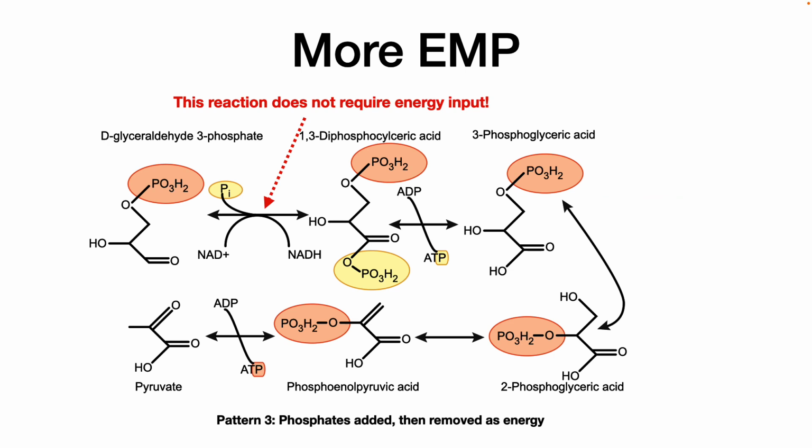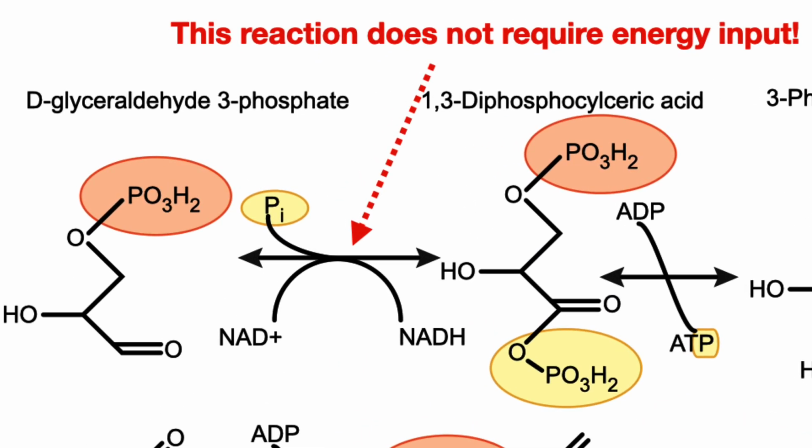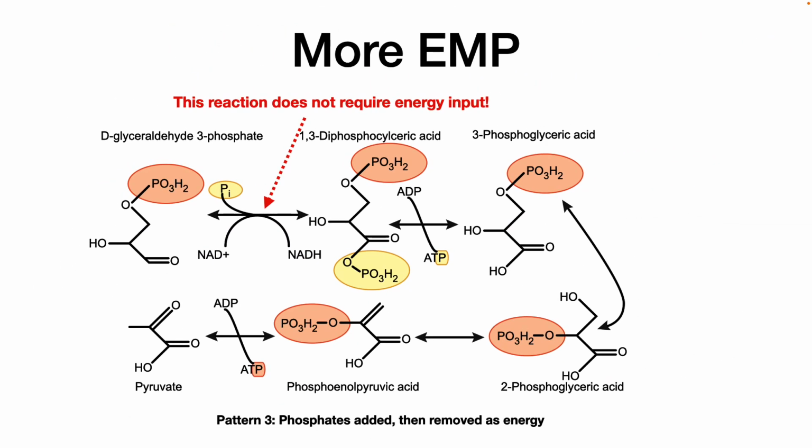In the next 5 steps, the cell converts GAP to pyruvate. In the process, it generates 4 ATP from the 2 GAP molecules. You have seen this all before, but I want to draw your attention to the first step here, catalyzed by glyceraldehyde 3-phosphate dehydrogenase. It adds a phosphate to GAP, oxidizes the molecule, and does not require energy input.